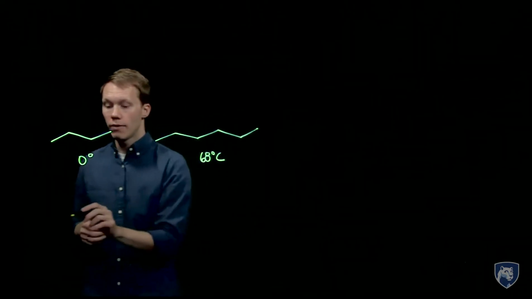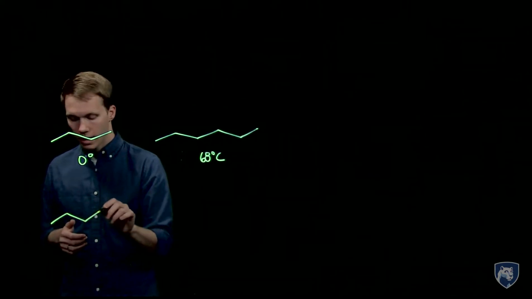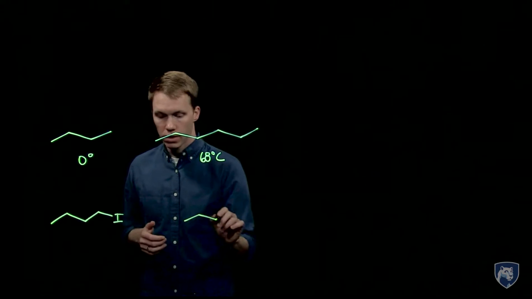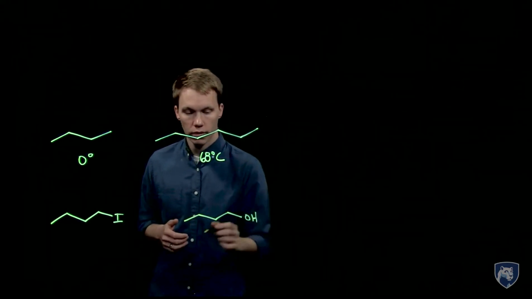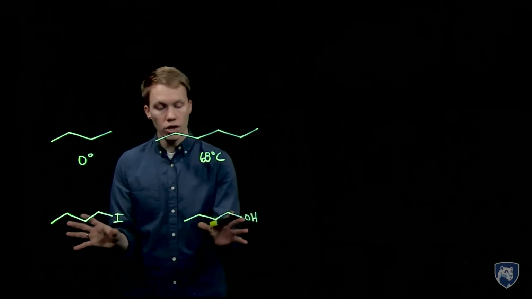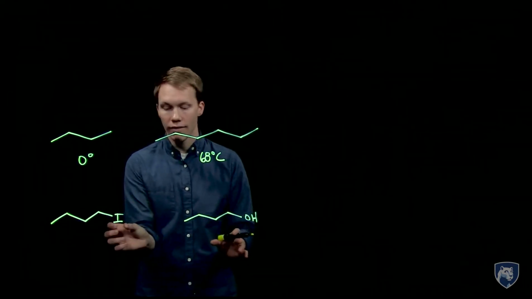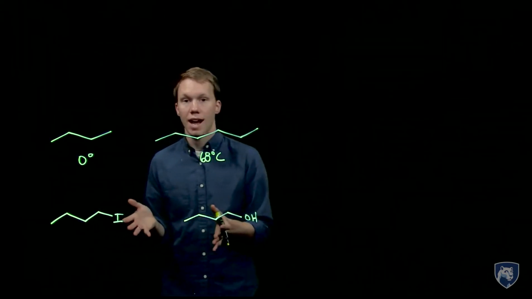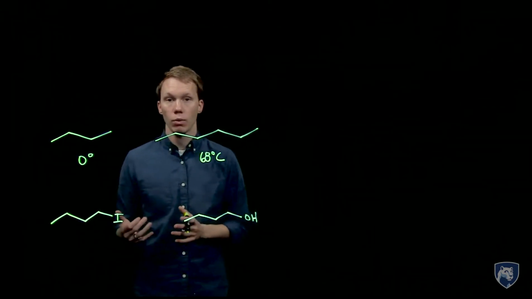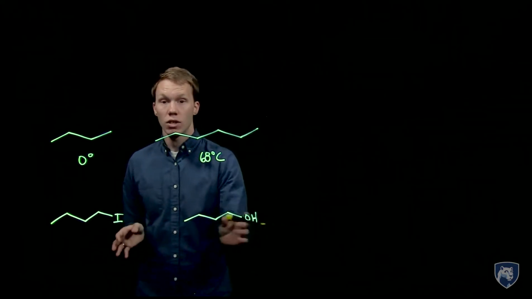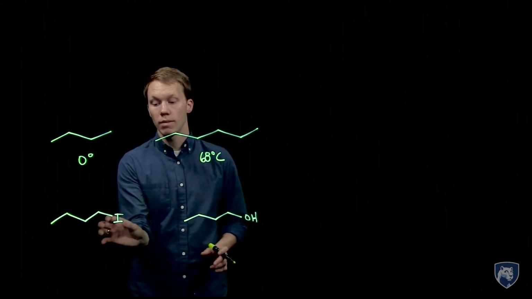If we look at something like iodobutane versus butanol, these compounds have very similar structures. 4 carbons, and here we have an iodide. 4 carbons, here we have an OH. So they look similar in their size. But if we calculate the molecular weight, iodine weighs a lot more than OH. So the molecular weight is going to be much higher here.